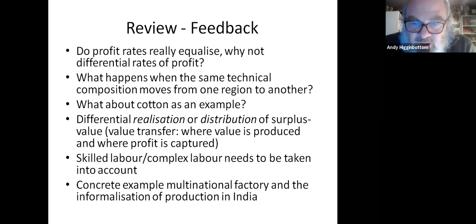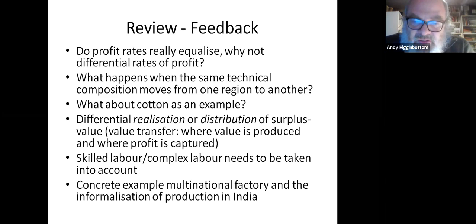Another very good point is what happens when, say, the same sort of technical composition, the factory, moves from the United States to Mexico or from Britain to South Africa. What happens then in terms of value composition? If organic composition is a reflection of technical composition, but the actual conditions of relation between capital and labor are different in one region to another, then doesn't that complicate the picture? And the answer is exactly right. It does complicate the picture.